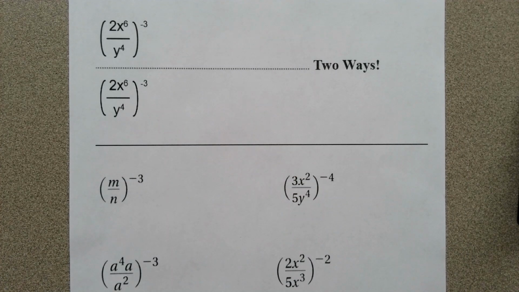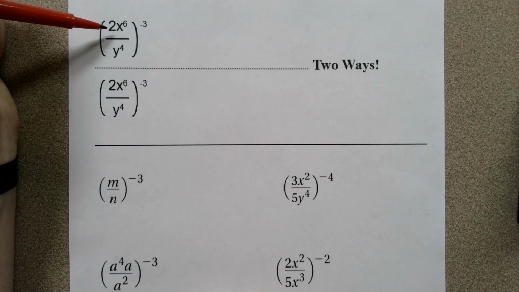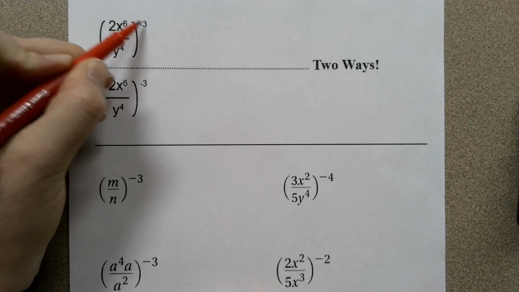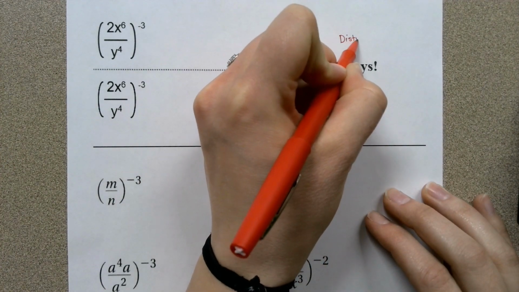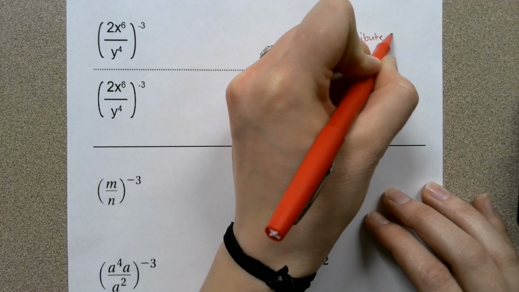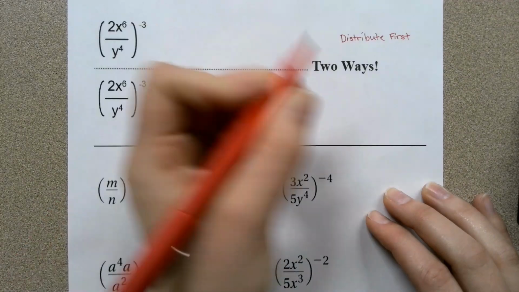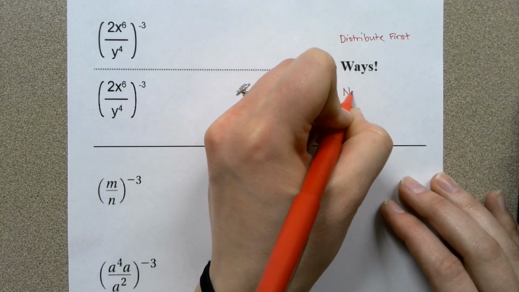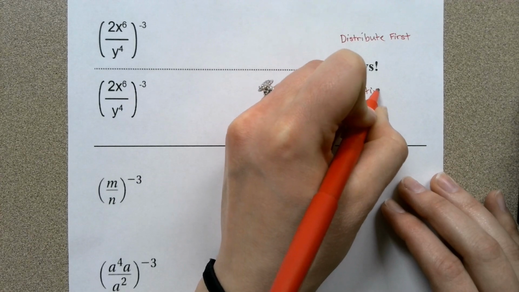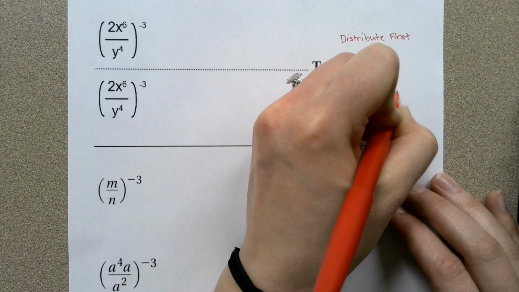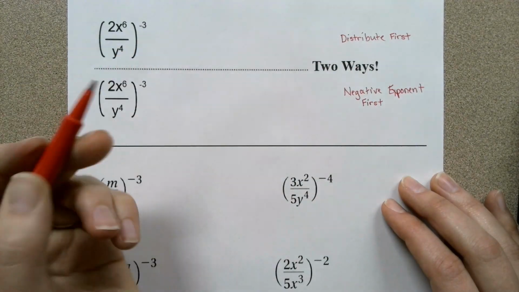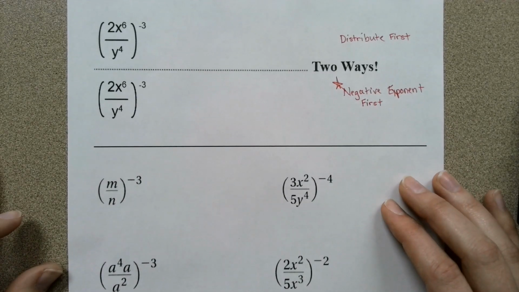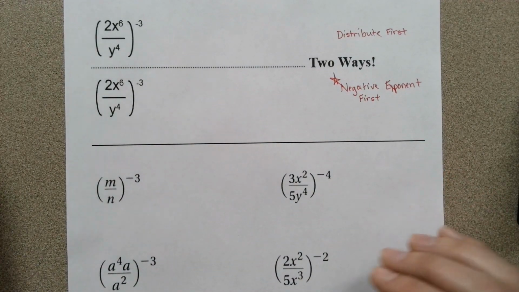The third example of showing both ways to simplify this quotient to a negative exponent has this coefficient of 2. This negative 3 is going to have to go to that 2 first as well. So in the one strategy, we can distribute first. In our other strategy, we can take care of the negative exponent first. Again, I find that students are more successful with taking care of that negative exponent first, but we'll go through both strategies.